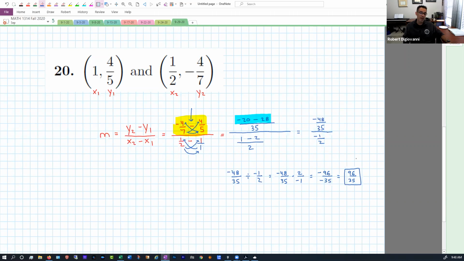That's a weird slope, right? I mean, it looks like we're wrong maybe, but it's right. So this is saying that on this line, to get from one point to the next point, you have to rise by 96 and run by 35. That's what we figured out. Any questions here on finding the slope given 2 points? You okay?